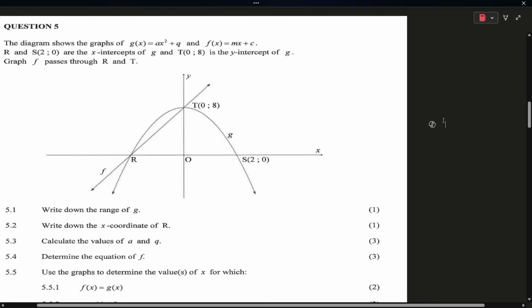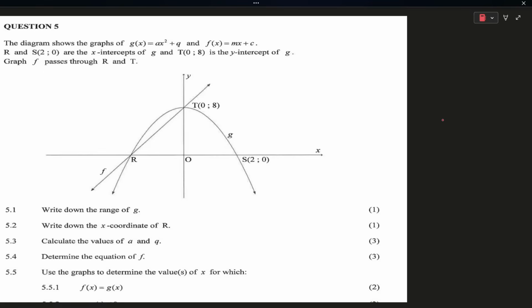So the first question says that the diagram shows the graph of g at x is equal to ax squared plus q, and f at x is equal to mx plus c. R and S are the x-intercepts of g, and t is the y-intercept of g. The graph of f passes through R and t. So here, what are we going to do? Now they say write down the range.